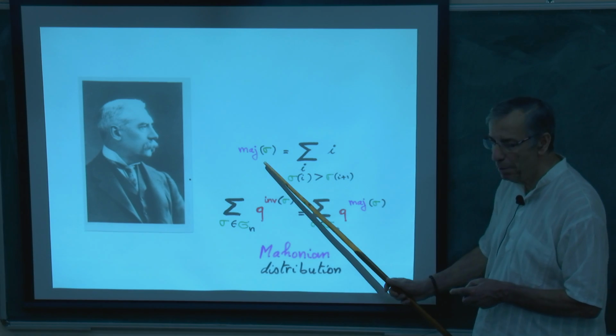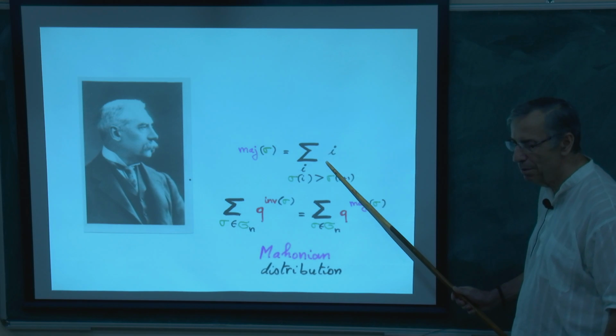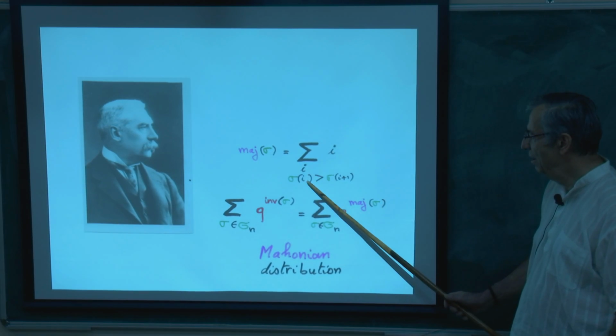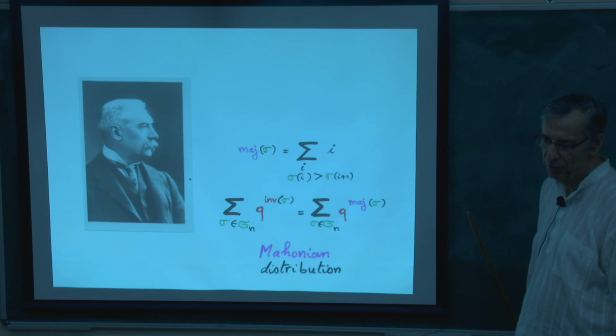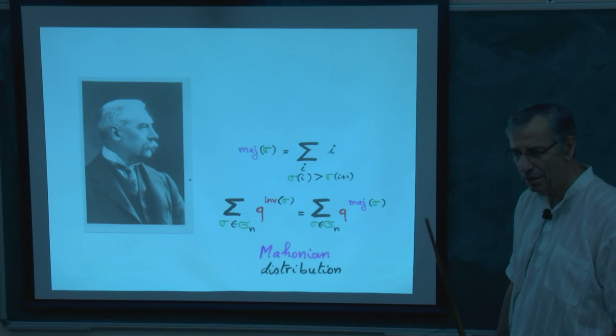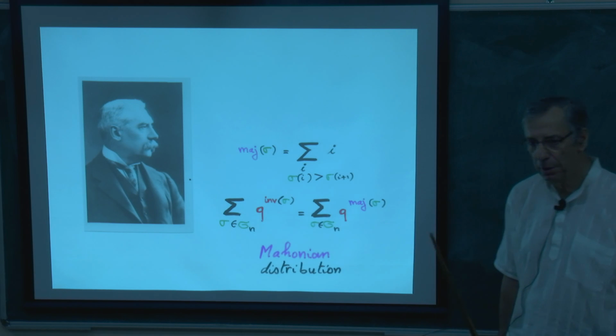So the MAJ of a permutation is defined as the sum of the indices i such that you have a descent at index i. Each time you have a descent at the index i, you put a Q power i.